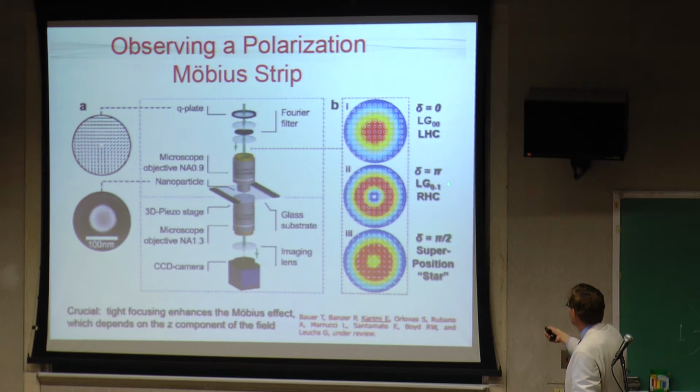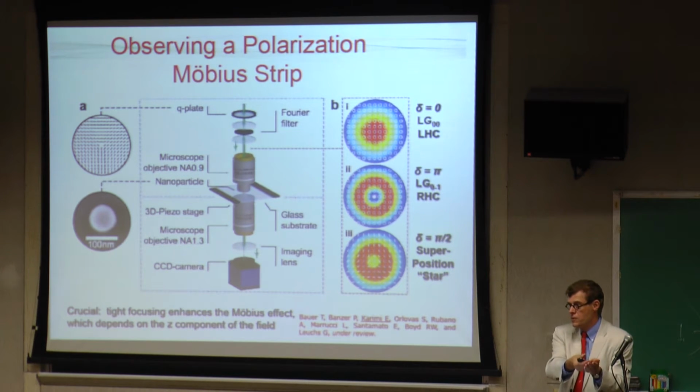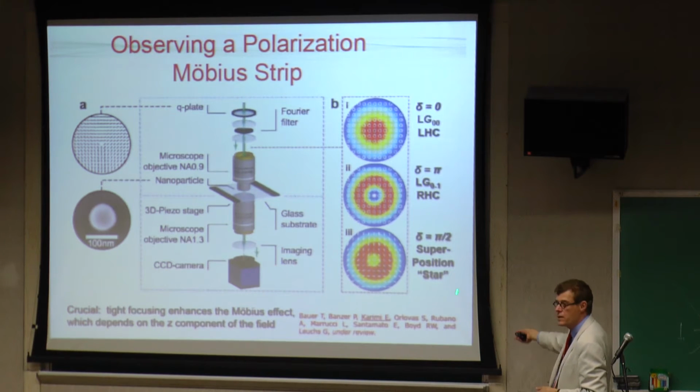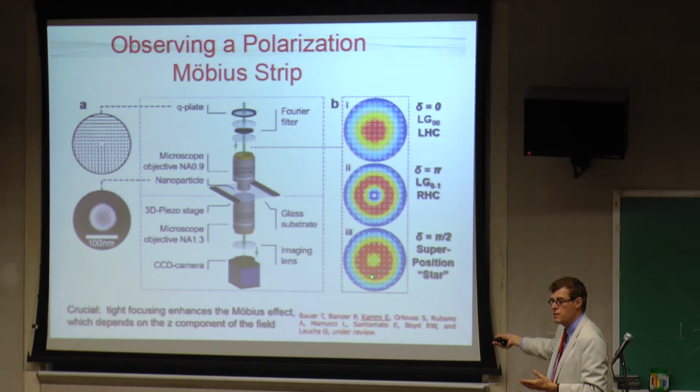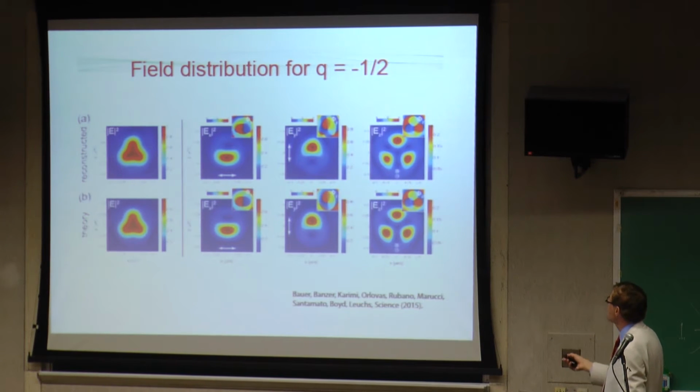You get an LG00 left-hand circular. If you adjust this to pi radians, it becomes a half-wave plate and converts the left-hand circular to right-hand circular and changes the orbital angular momentum quantum number. But if you set this for pi over 2, you get the linear superposition of the Gaussian beam and the LG01, and that allows us to produce a so-called star type of vector beam. So this is what we actually did in the experiment.